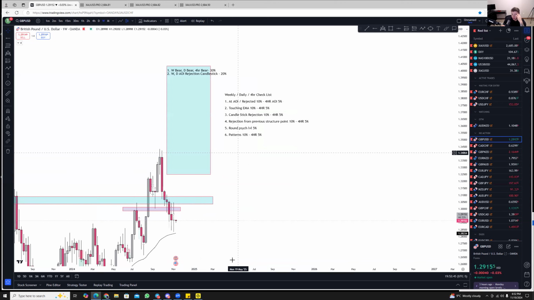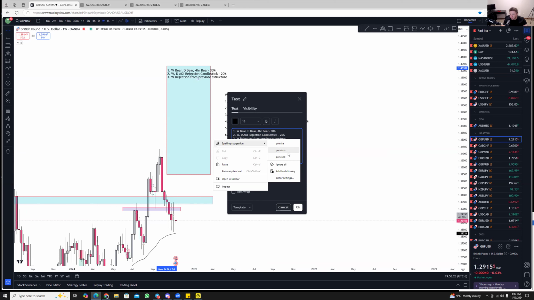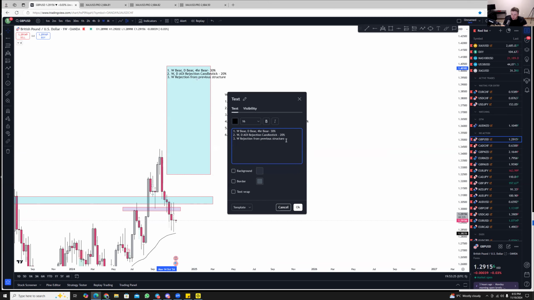Candlestick rejection. Well, we already have the rejections. Reaction from previous structure point, higher high, higher low. Rejection from previous structure point. Well, pretty close on the weekly. You see both wicked into this zone. So why not we add that? I like that. 3 weekly rejection from previous structure. Wow. Previous structure. Don't judge my spelling. Did not do good in spelling class, but that is okay.